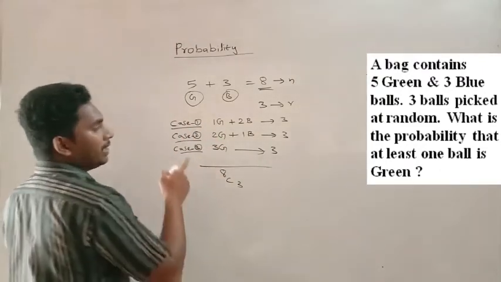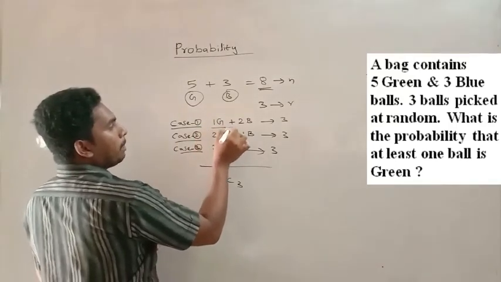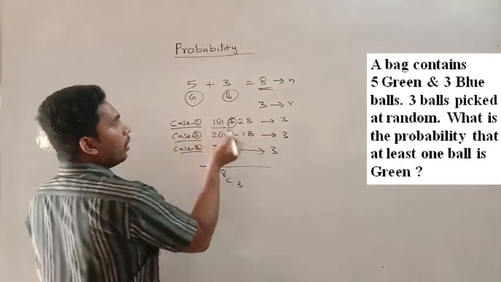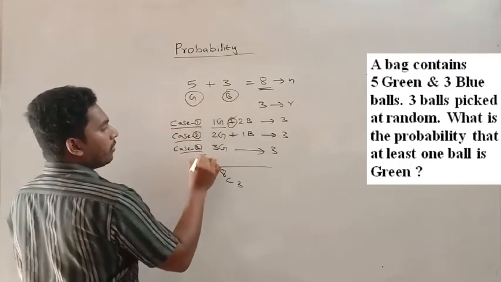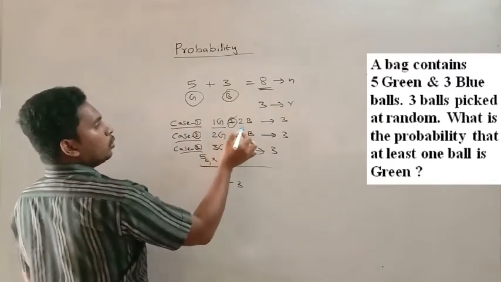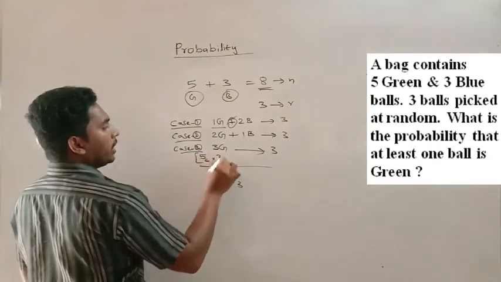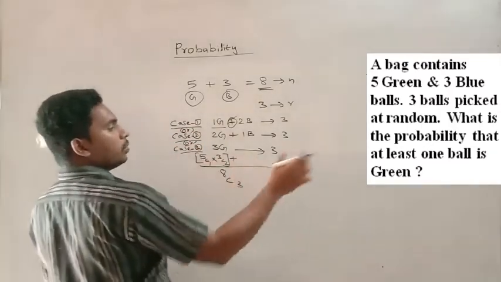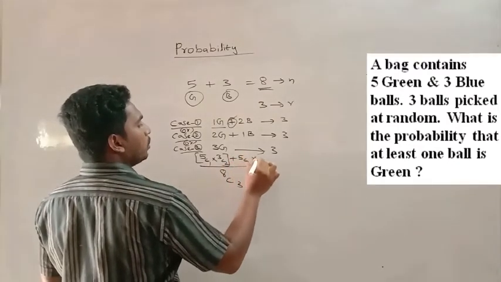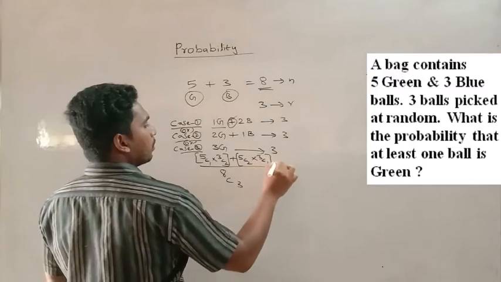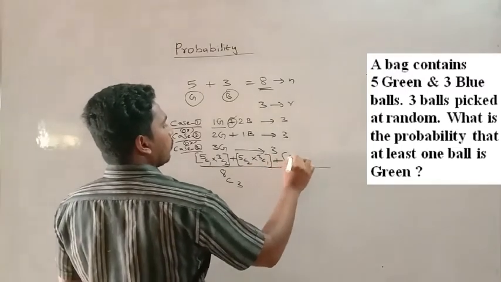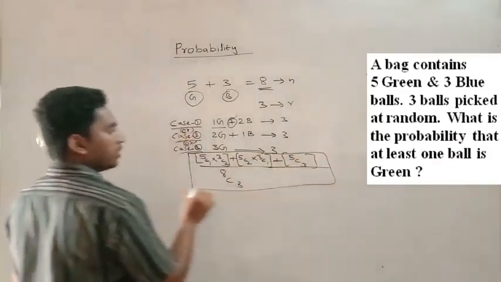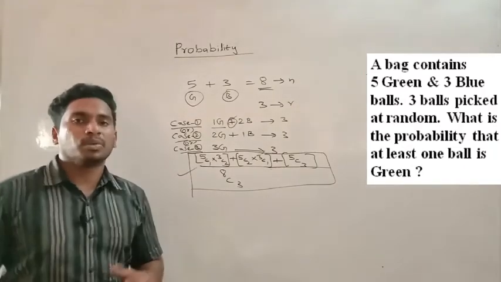Now we'll write the expression. One green ball and 2 blue balls: one green ball out of the total 5 green balls is 5C1, into 2 blue out of 3 is 3C2, plus, either this or this or this, so you have to add all those possibilities. Next, 5C2 into 3C1, plus 5C3. If you solve this, you will get the answer.